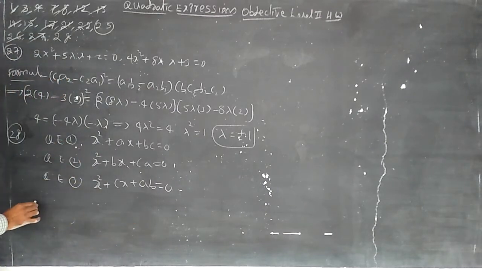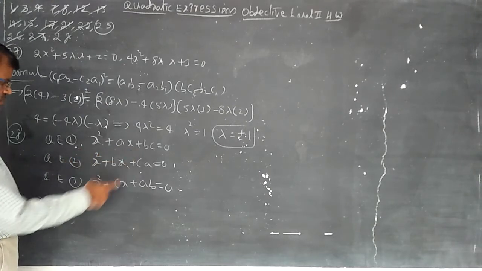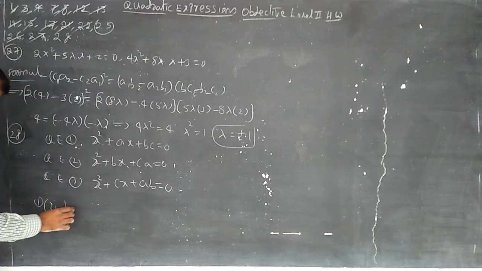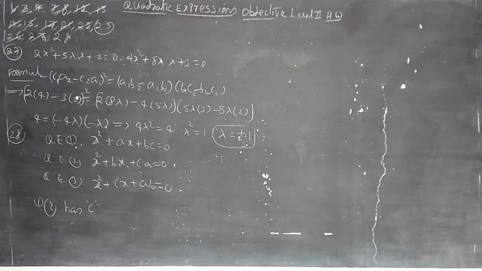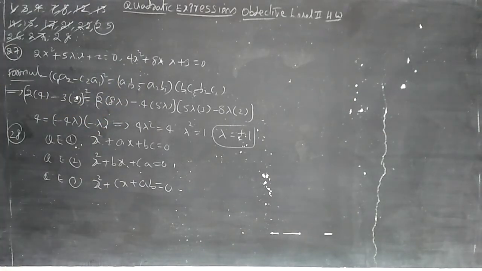These three equations have a common root. Let us write 1, 2. If we put c here, we get c square plus ac plus bc, and c square plus bc plus ac. So c is a common root of 1, 2.